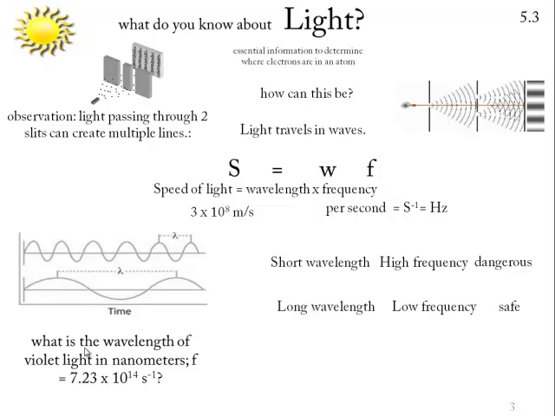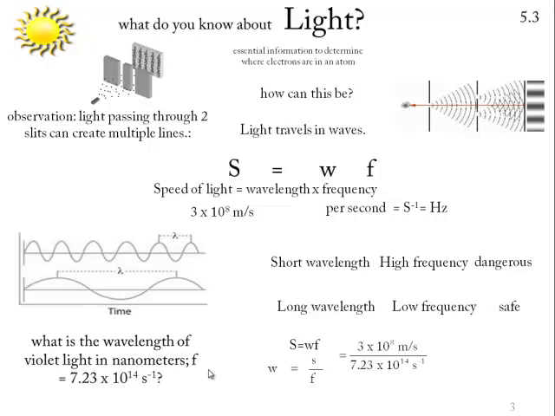Let's go ahead and solve a problem for this. What's the wavelength of violet light? The frequency is 7.23 times 10 to the 14th times per second. So let's check it out. We want to solve for wavelength. The speed of light equals wavelength times frequency, so if we divide both sides by frequency, we'll see that wavelength equals S over F.